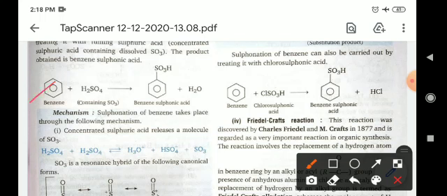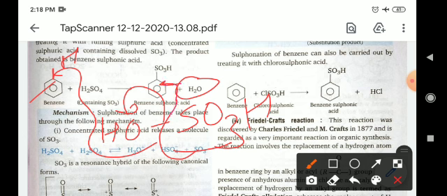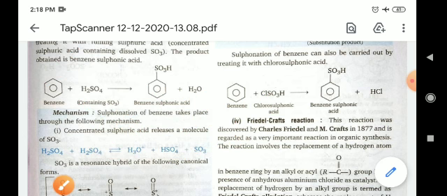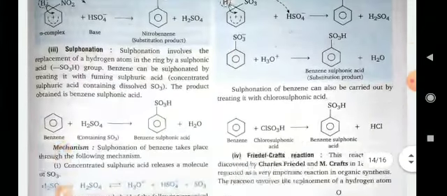Next, sulfonation: reaction with sulfuric acid. So sulfuric acid will break as OH and SO3H. This OH removes one hydrogen from here and forms a water molecule, and the remaining SO3H group will go to the benzene ring and form benzene sulfonic acid. Okay.